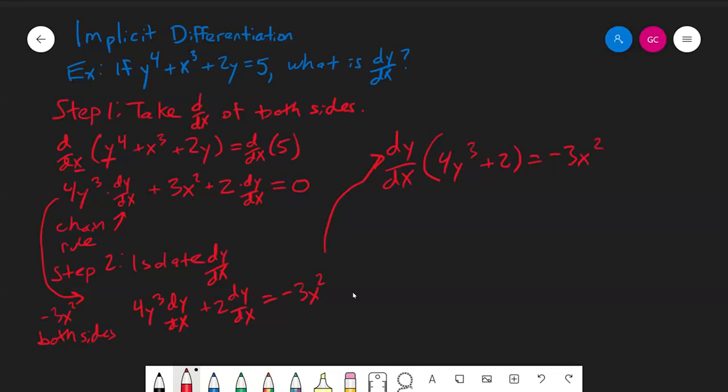And finally, now on the left, I have dy dx times some coefficient here, so we'll just divide both sides by that new coefficient. Divide by 4y cubed plus 2 here, and 4y cubed plus 2 here. And so the final answer is that dy dx is negative 3x squared divided by 4y cubed plus 2.